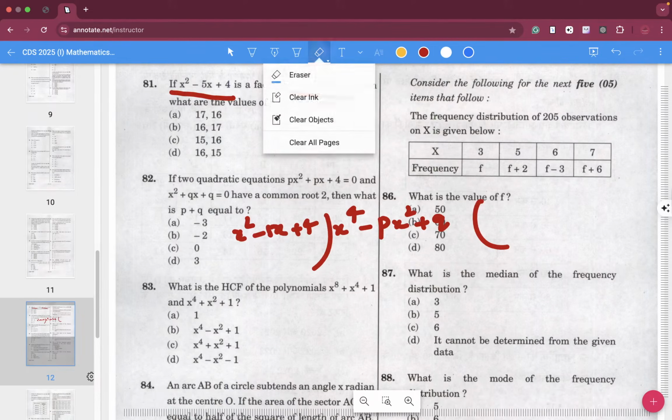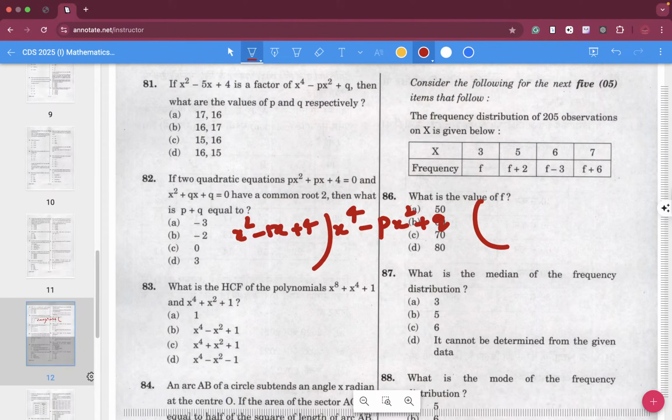So what we will do over here is randomly take a value. Let's say for example I take the values 15 comma 16 as the values of p and q respectively. Then this expression will become minus 15x square plus 16. Now we just have to solve for it.